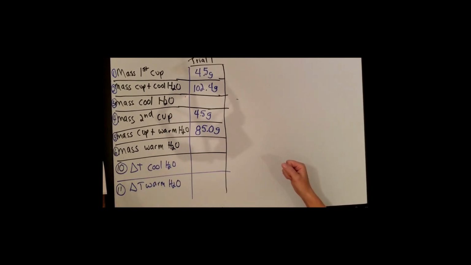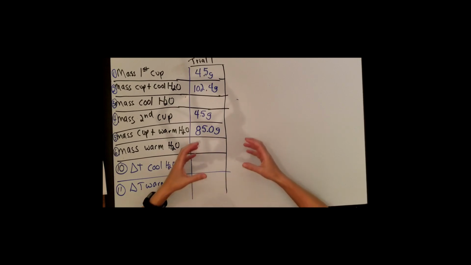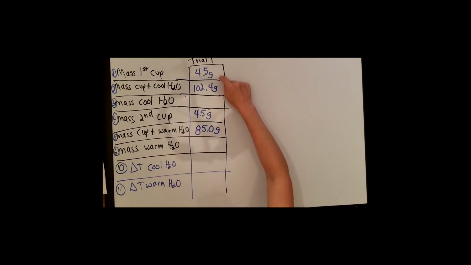Oftentimes, like Sonic uses styrofoam cups to keep your beverages from getting warm or the ice from melting. So we have 2 cups, one with hot water, one with cold water. We massed that first cup calorimeter when it was empty and dry. It was 4.5 grams. Then he massed the cup with the cold water in it. So what number 3 in the data table is asking for is, what's the mass of just the cold water?